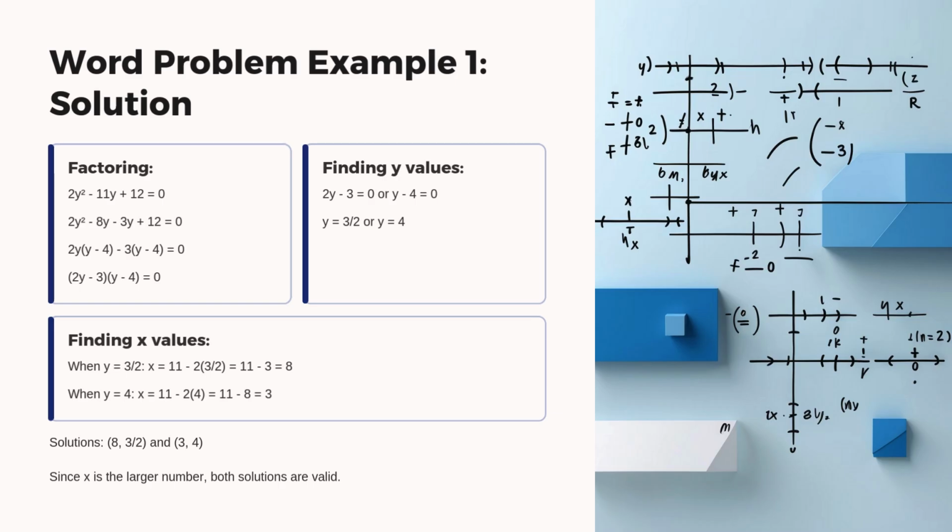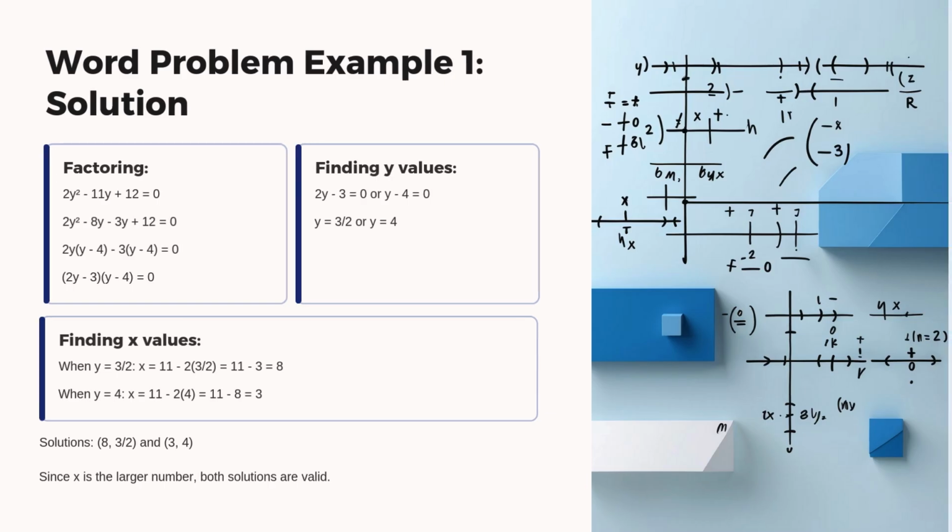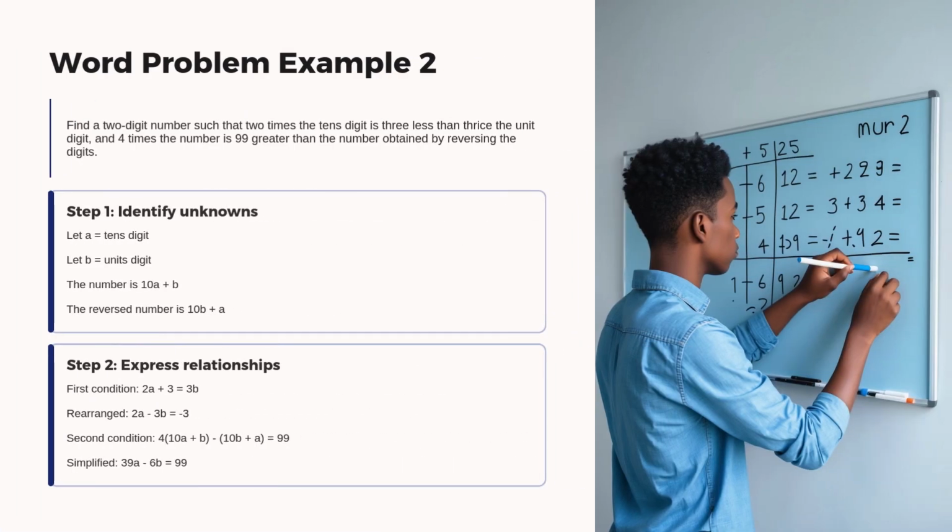Solutions. The first solution pair is (8, 3 over 2). The second solution pair is (3, 4). Both satisfy the given conditions from the word problem. Since x represents the larger number in the problem statement, both solutions are valid. This is because in the first solution, 8 is larger than 3 over 2, and in the second solution, 4 is larger than 3.